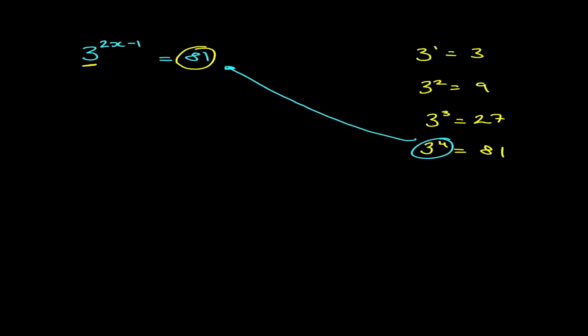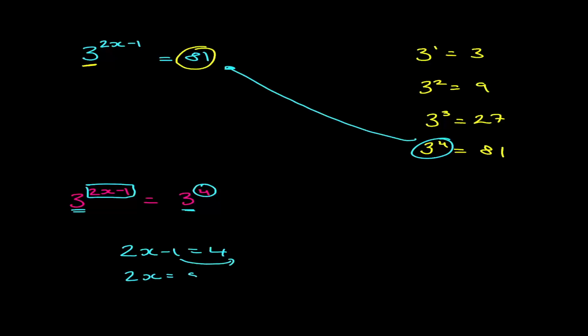So instead of writing 81, we're going to write that as 3 to the power of 4, because that's what 81 is. So the left-hand side is still 3 to the power of 2x minus 1. The right-hand side, instead of writing 81, we write 3 to the power of 4. And now, because the bases are the same, you can just say the indices equal each other. So 2x minus 1 equals 4. So hopefully you're getting the hang of this now. If we rearrange that, bring the minus 1 across, so it becomes plus 1. So 2x equals 5.